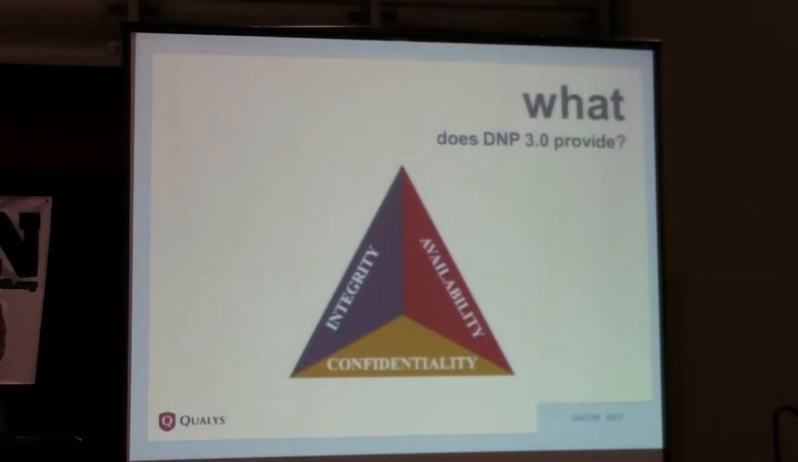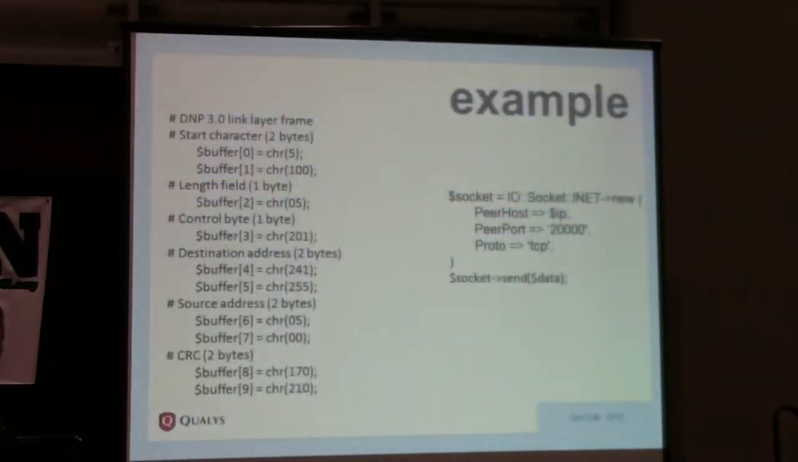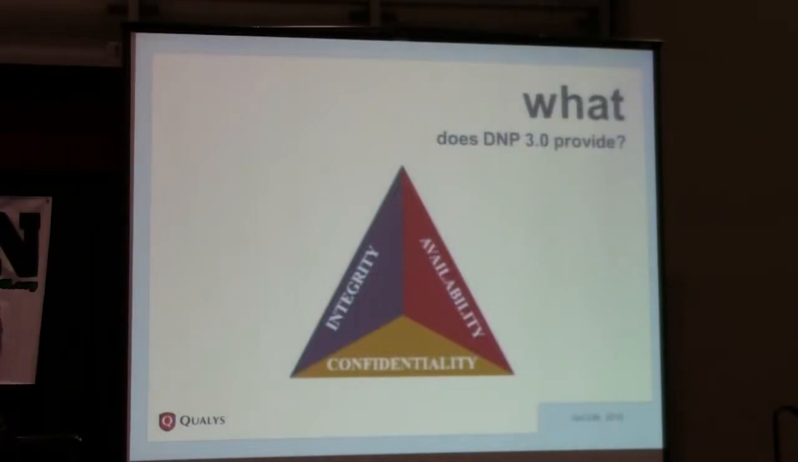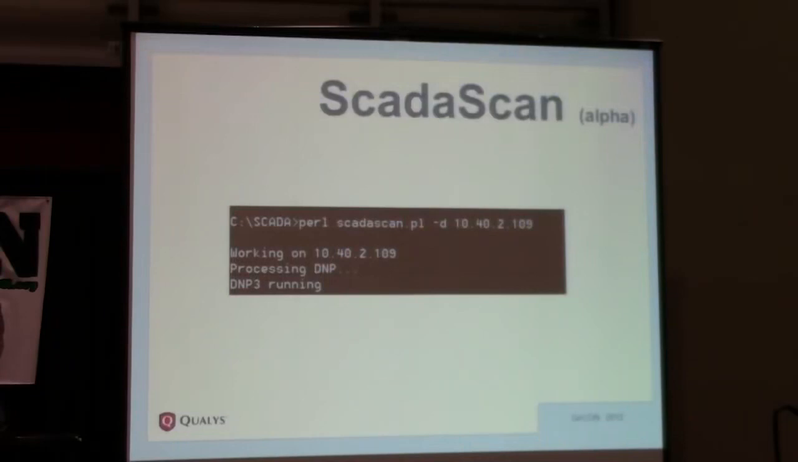Now this time it should not be any surprise. It didn't provide any confidentiality, as in you just send a request to change some parameter and it will do it for you. There was some integrity because I saw some CRC here, but not too much. It can easily be hacked. And this is the Scada Scan tool now running in the DNP3 mode.